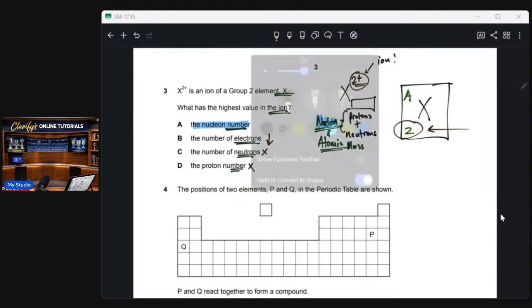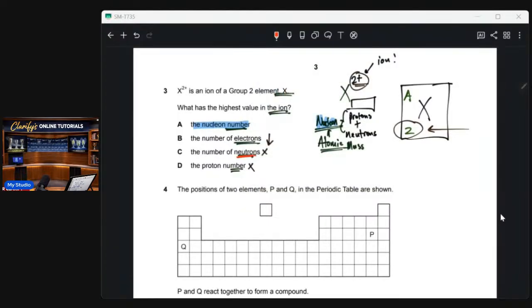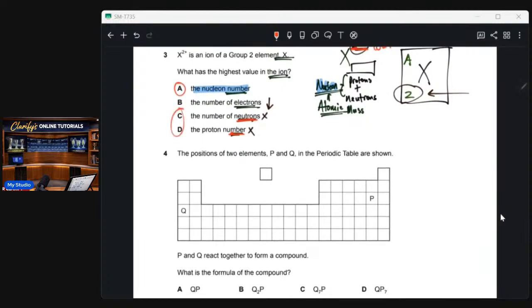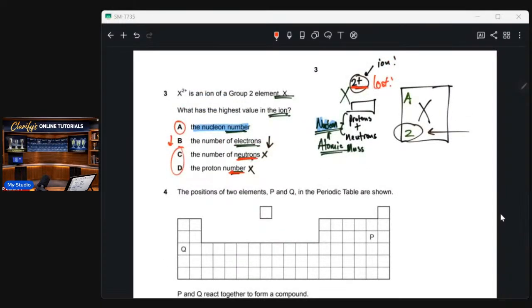So this has nothing to do with them being bigger. Neutrons are not touched by ions. Proton number is not touched by ions. It's only electron number that is affected. This ion is positive, which means it has lost electrons, so they can never be bigger than nucleon number. It was originally the biggest, nothing has changed for these two, and this one has actually gone down, so it stays the biggest, because it is the sum of neutrons plus protons. So it's obviously the biggest.